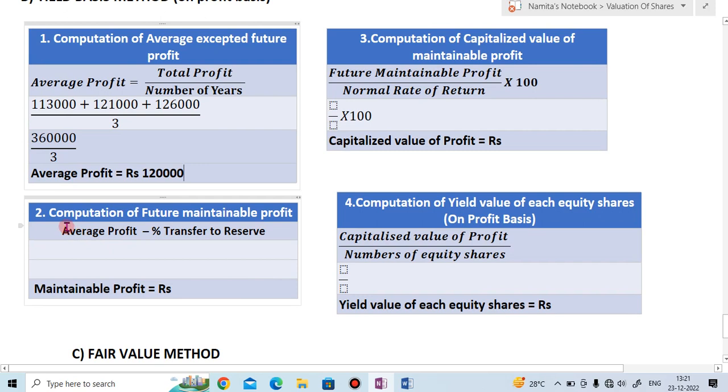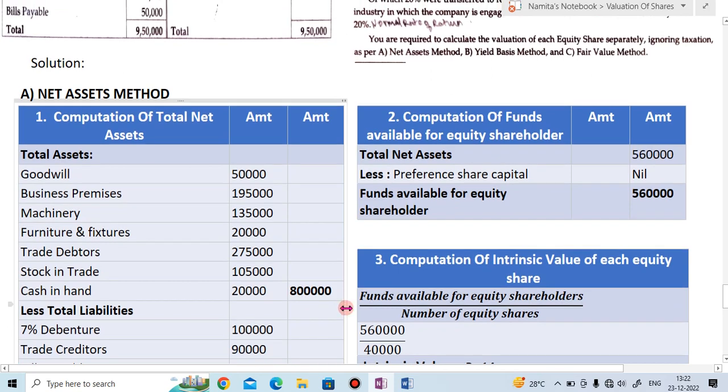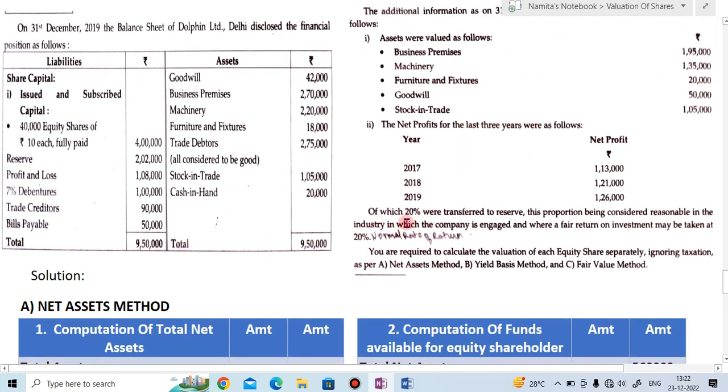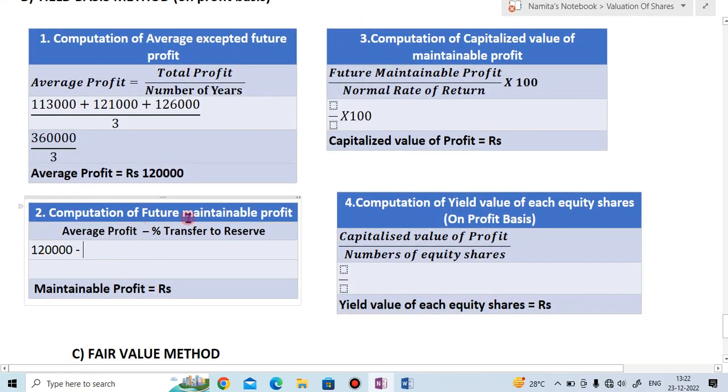Now step number 2 is what? Computation of future maintainable profit. What is the formula? Average profit minus percentage transfer to reserve. So in step 1 under yield based method, the average profit we got is 1,20,000. Now less what? Percentage transfer to reserve. Now read the question. Out of the profit, 20% is transferred to the reserve. So from this average profit the 20% is transferred.